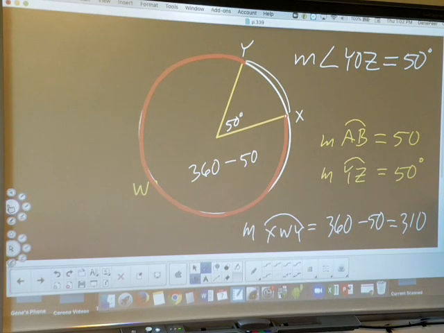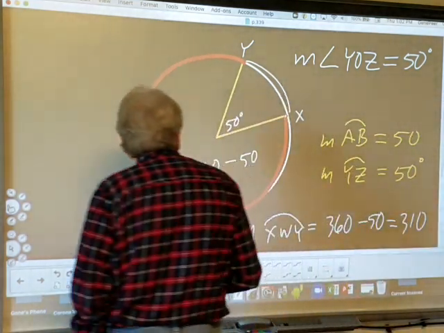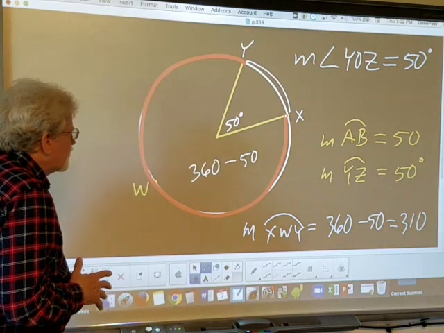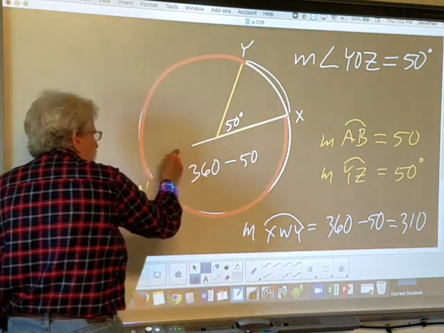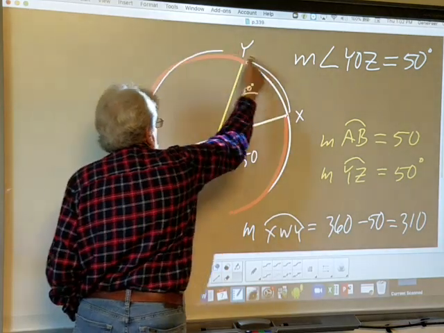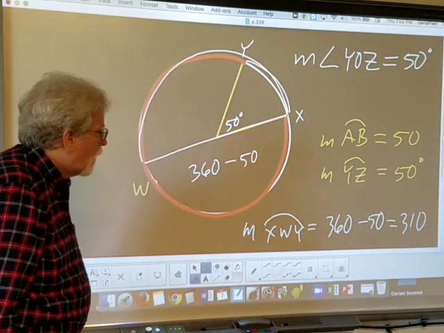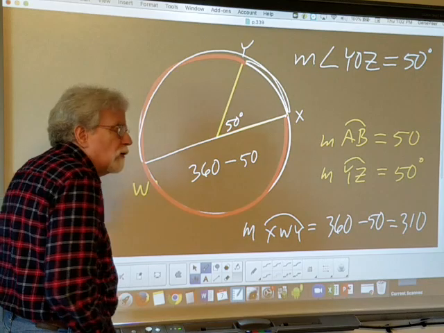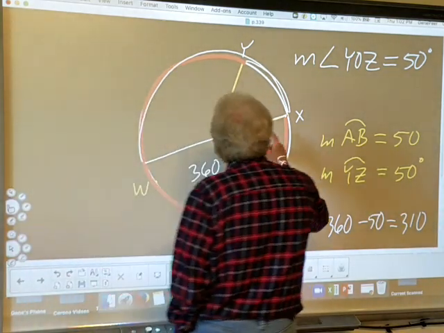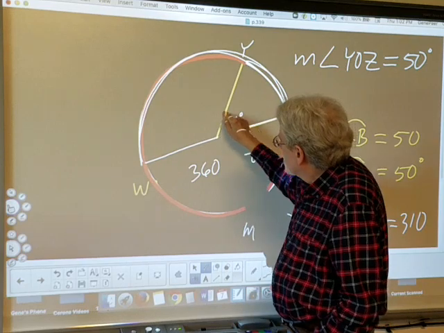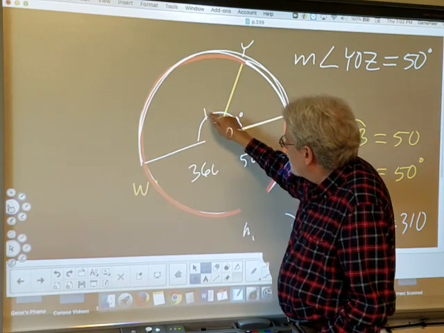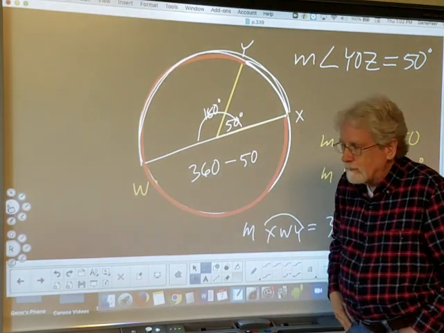There's one other thing I forgot to mention. Although it should be pretty obvious, what would the measure of a semicircle be? Yeah, all semicircles have a measure of 180, because a semicircle is cut off by an angle that happens to be a 180 degree angle.